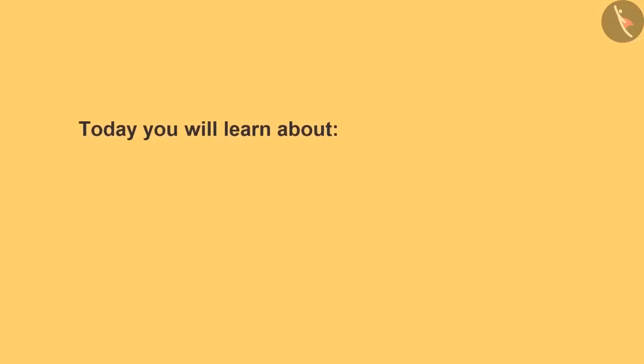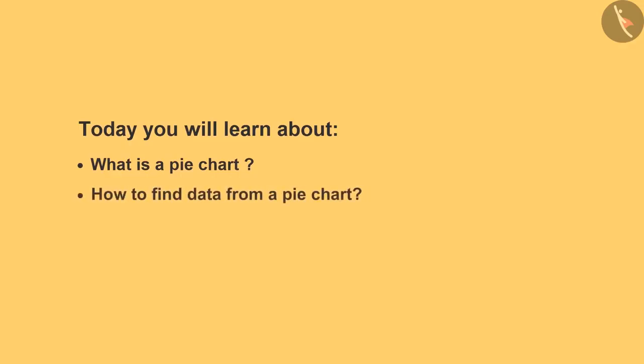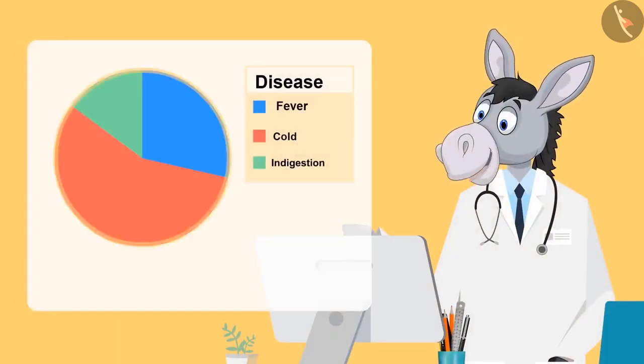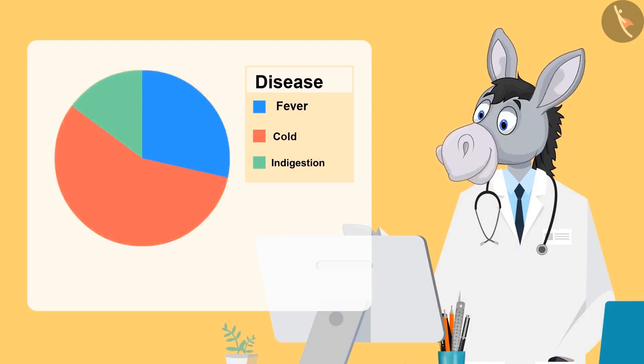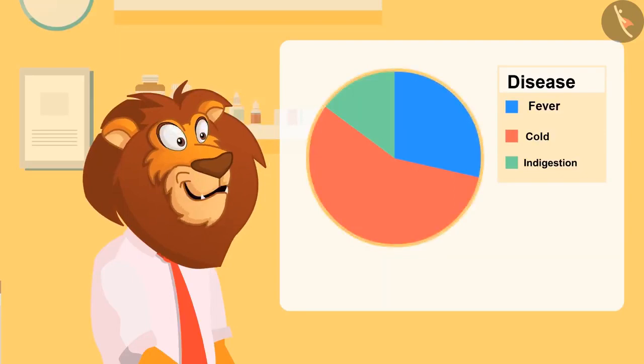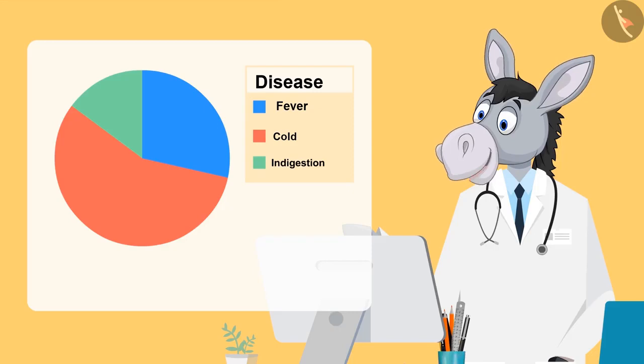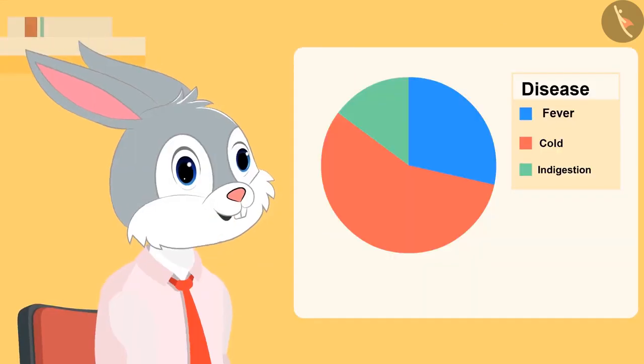Today you will learn about what is a pie chart and how to find data from a pie chart. So kids, this round-shaped chart you are looking at is known as pie chart. Is it because it is round like a pie? Yes, can you tell what is this chart representing? This chart represents which disease has troubled most of the kids.